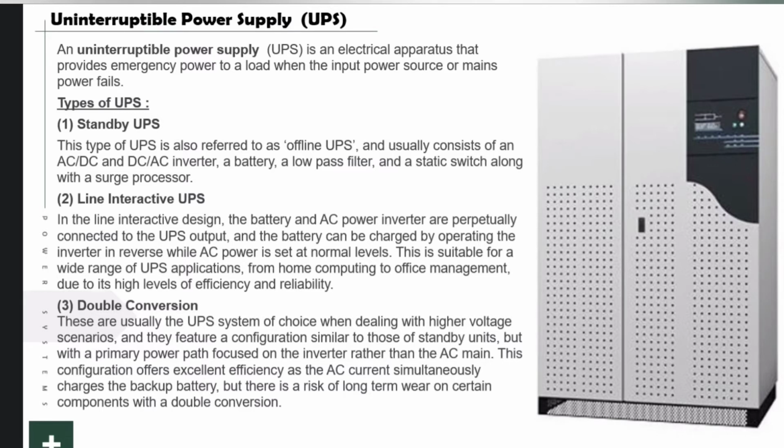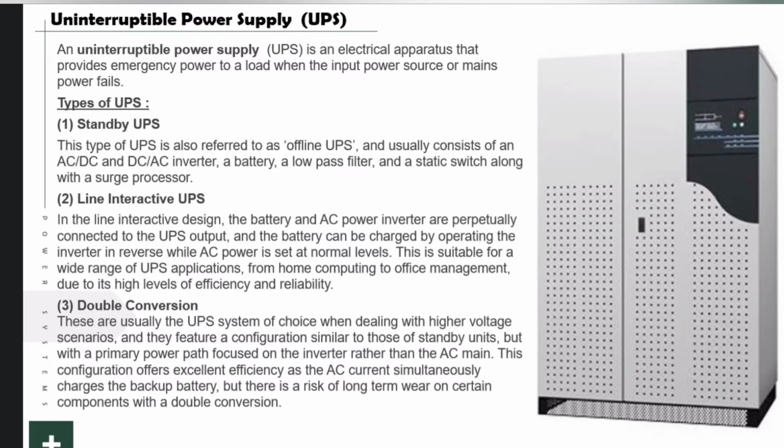The first one is called the standby UPS. This type of UPS is also referred to as offline UPS and usually consists of an AC to DC and DC to AC inverter, a battery, a low-pass filter, and a static switch along with a surge processor.